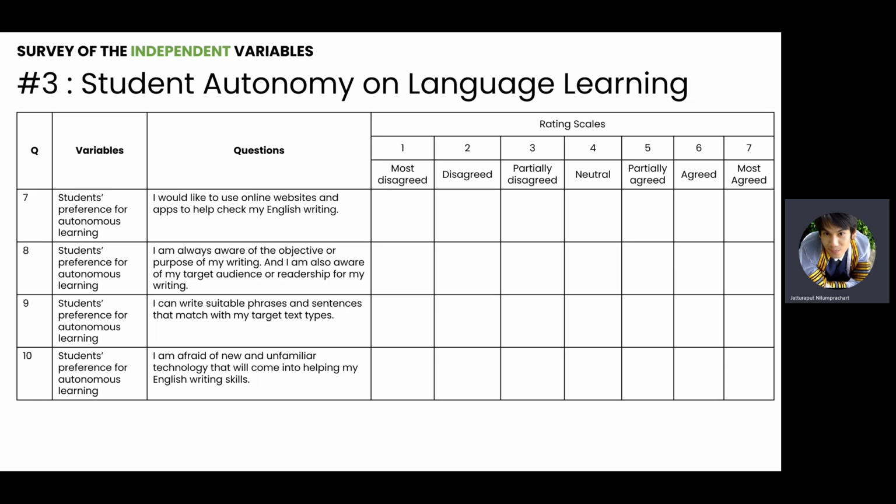Like, do they like to use online websites to help check their writing themselves, or are they aware of the objective or the purpose of their writing? Or can they write phrases and sentences that match the text type? Like, they know that they're going to write compare and contrast essays, so are they aware or not of how much it is to use the phrases or sentences to match the structure.